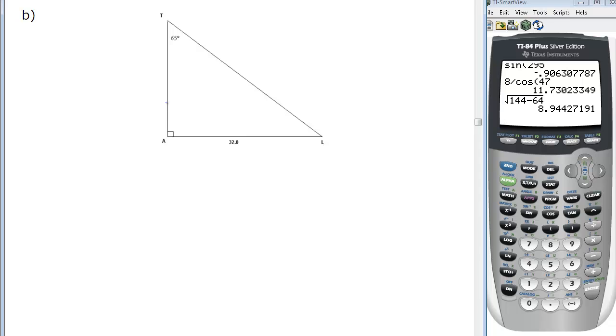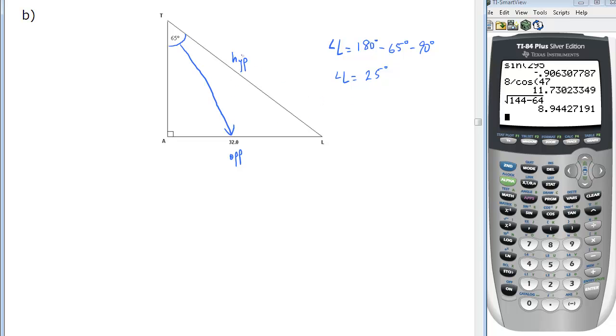Here we're given, again, two angles and a side. So we'll start by finding angle L. It's going to be 180 minus 65 minus 90. So angle L is going to be 25 degrees. Now we can work with T here. Angle T is 65. Across from it is called opposite, so we know opposite. This would be the hypotenuse.